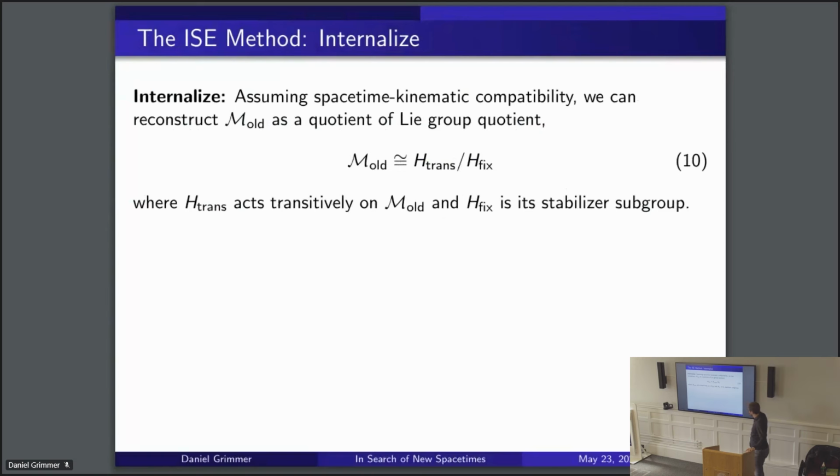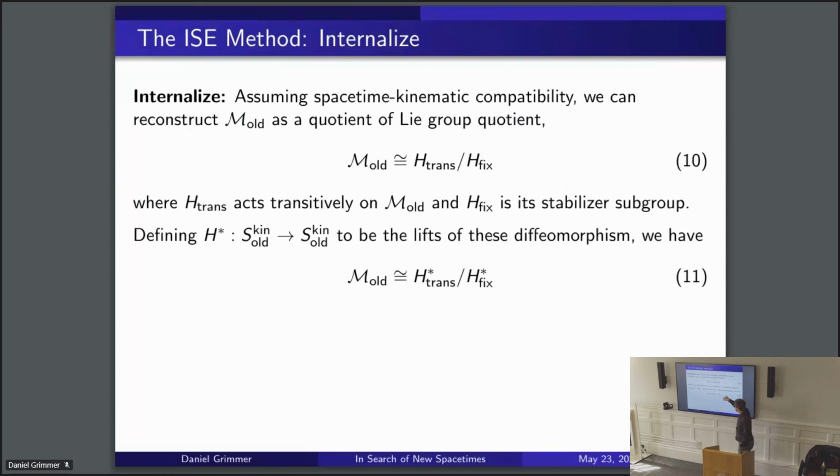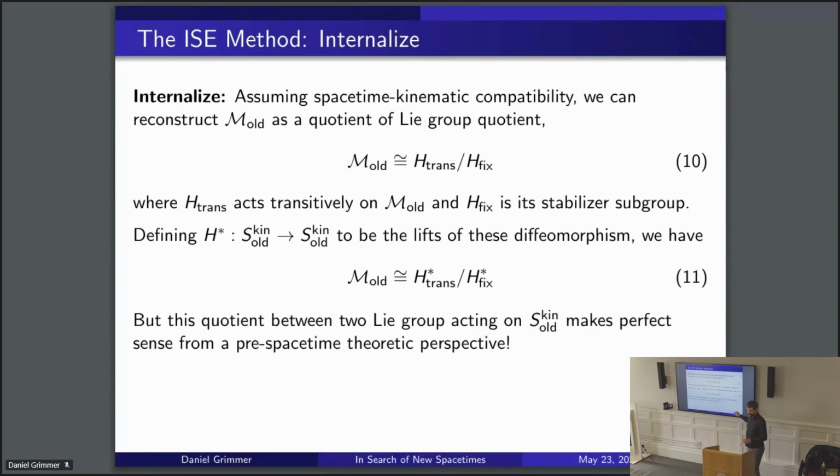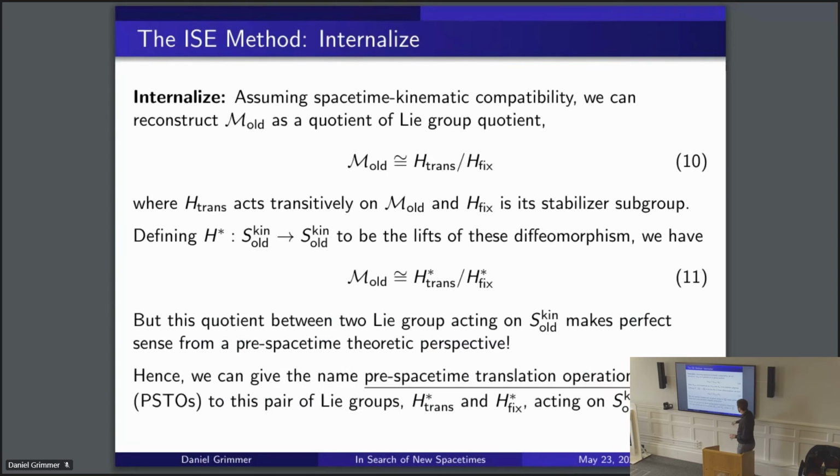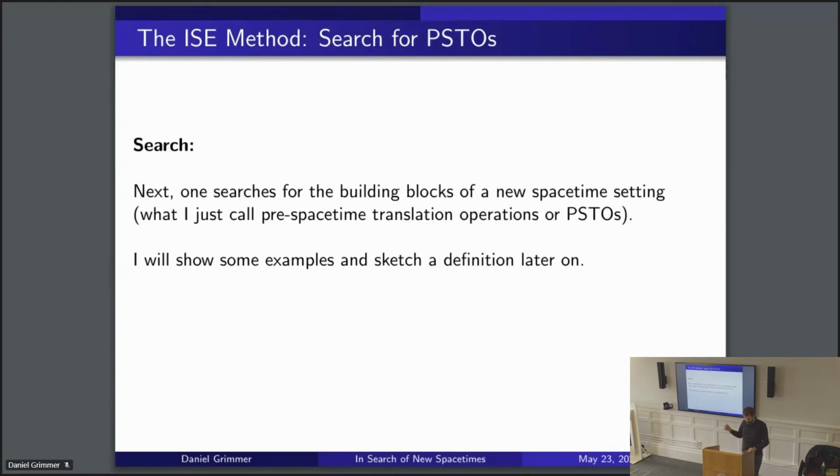Assuming we have this spacetime kinematic compatibility, you can reconstruct the old spacetime manifold as a quotient of Lie groups, like I showed before. Now, define H star to be the lifts of these diffeomorphisms, because again, we're in a natural kind of setting where that's possible. The manifold is still the quotient of these lifted diffeomorphism groups. But these lifted diffeomorphisms are just Lie groups acting on S-kin old. Now, they happen to be the lifts of diffeomorphisms, but as Lie groups, if you forget that fact, there are still perfectly good Lie group actions on the states. And this makes sense from a pre-spacetime theoretic perspective. So I'm going to call these two Lie groups that come out of this pre-spacetime translation operations. This is the main building block for a new spacetime setting, and we could use that to recover the old spacetime setting as well.